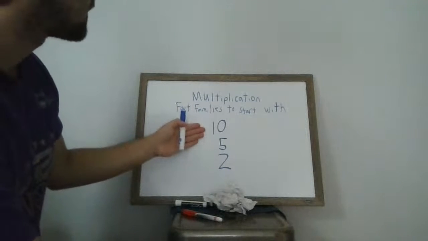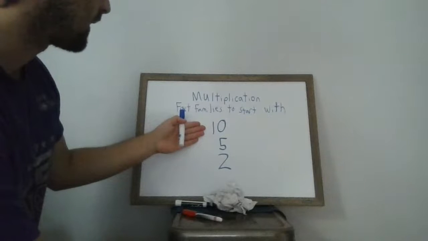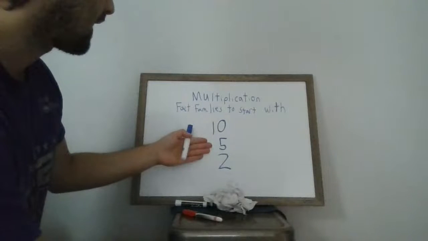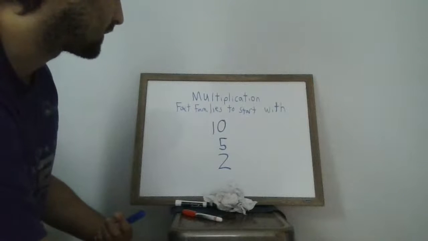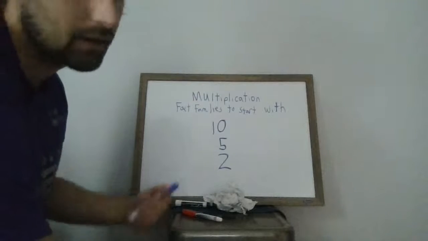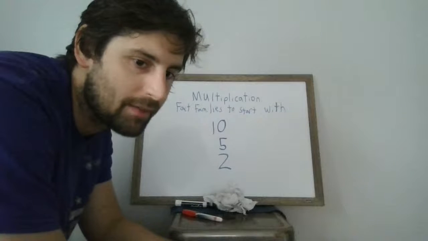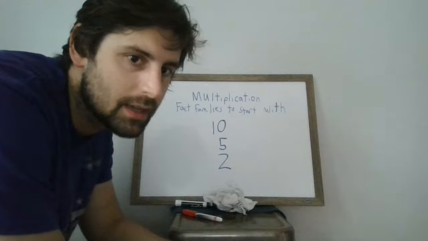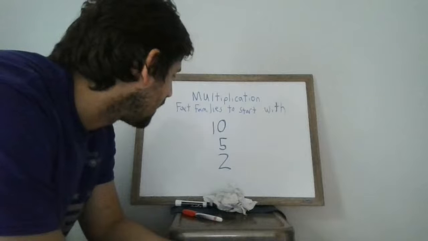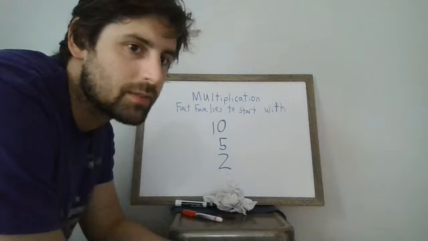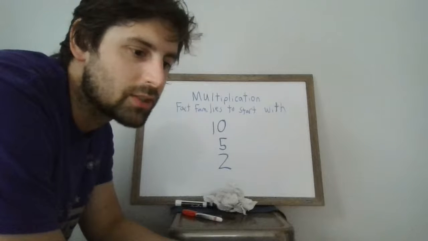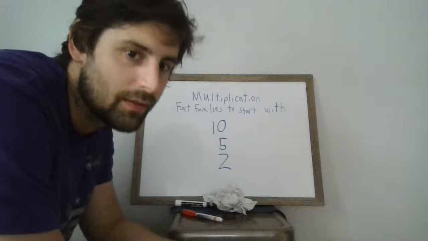Be able to count from 10 to 100, skip counting from 10 to 100. Be able to count from 5 to 50, skip counting 5 to 50. Be able to count from 2 to 20, skip counting from 2 to 20. If you're able to skip count by 2s, skip count by 5s, skip count by 10s, you will be able to solve single-digit multiplication problems for those fact families very, very easily.